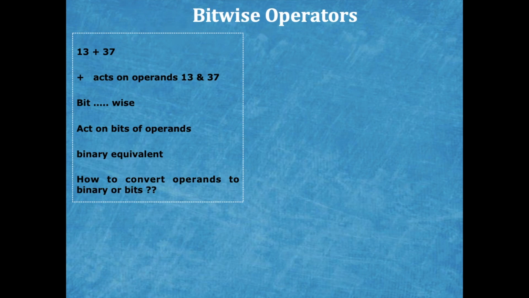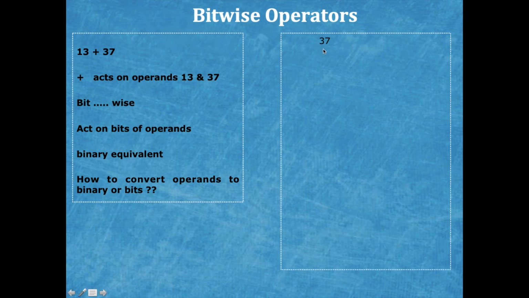For that, let's take an example of 37. By the way, 37 is a number in decimal format. In other words, it is to the base 10. We need to convert it into binary format, which means we need to convert 37 to ones and zeros, that means to the base 2. To convert 37 to base 2, all we need to do is continuously divide 37 by 2.